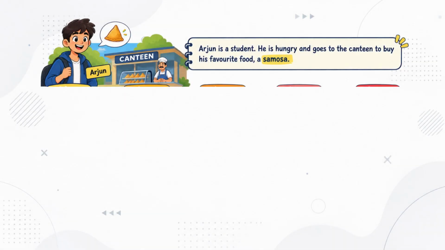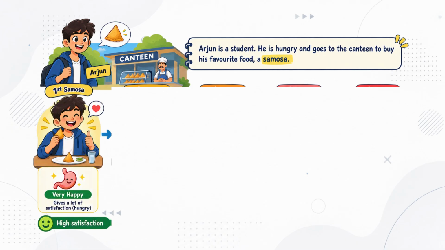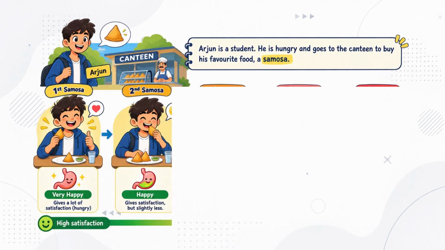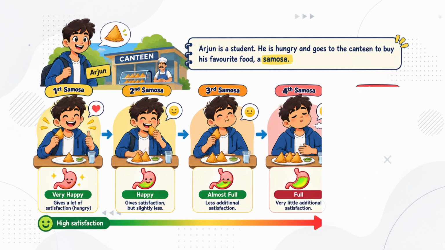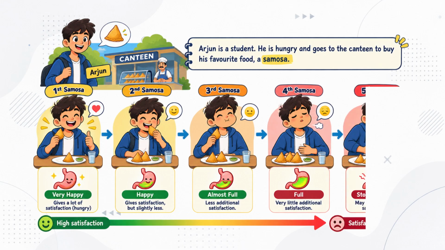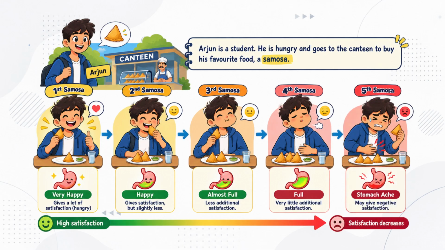Arjun is a student. He is hungry and goes to the canteen to buy his favorite food, a samosa. The first samosa gives him a lot of satisfaction because he is hungry. The second also gives him satisfaction, but slightly less. By the third or fourth samosa, he is almost full, so another samosa gives him very little additional satisfaction. Eventually, an extra samosa may actually give him a stomachache, resulting in negative satisfaction.